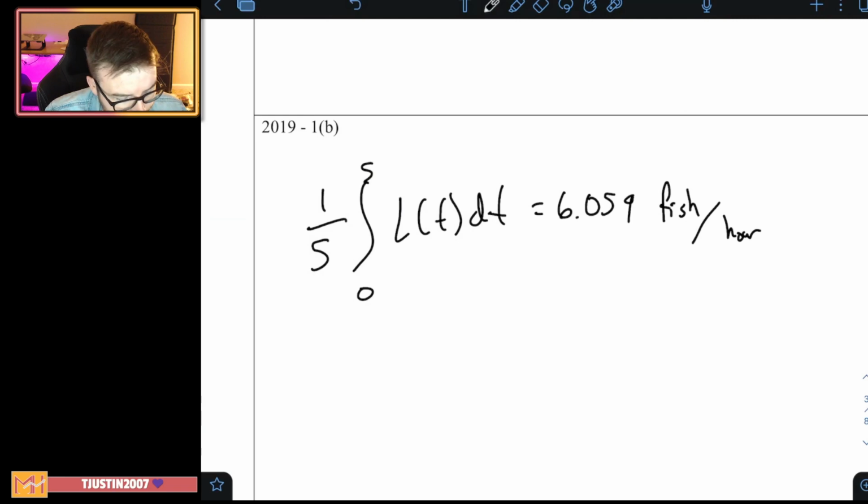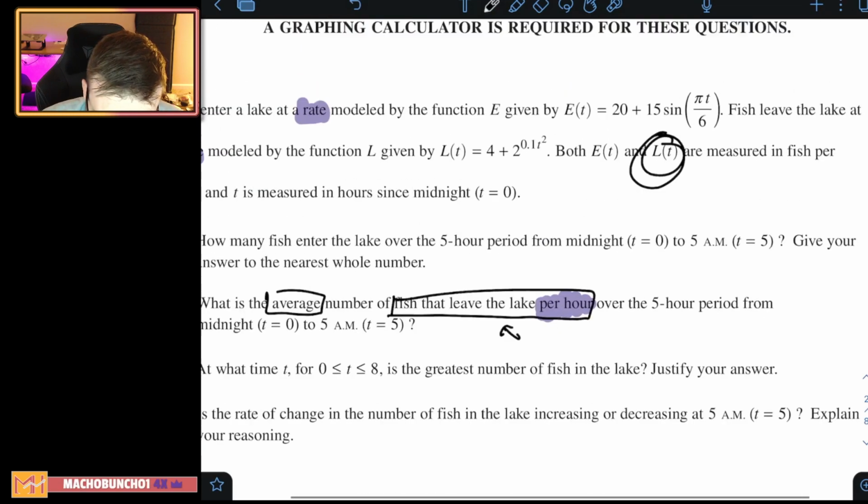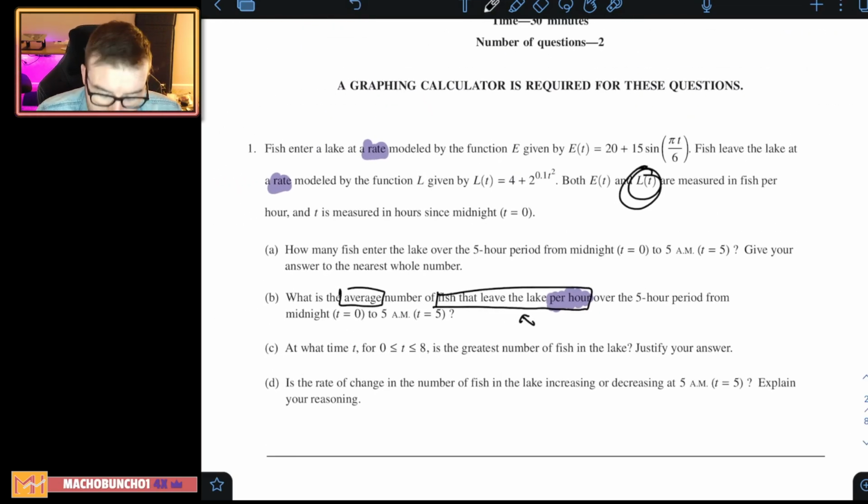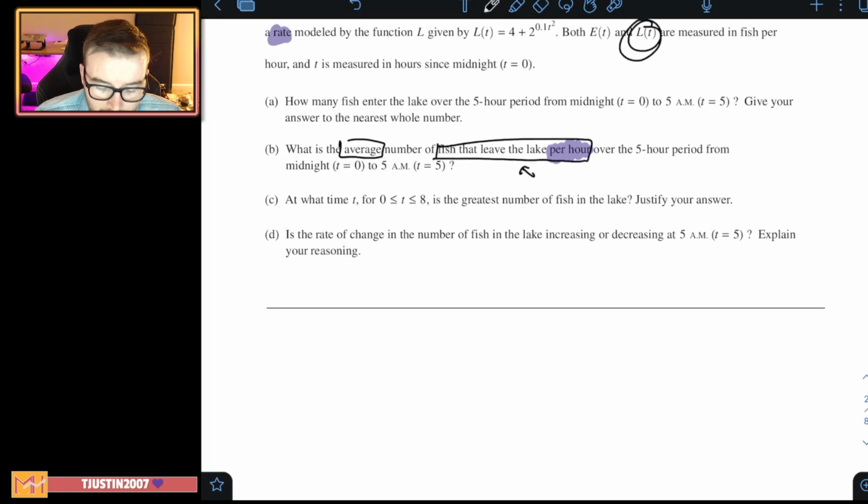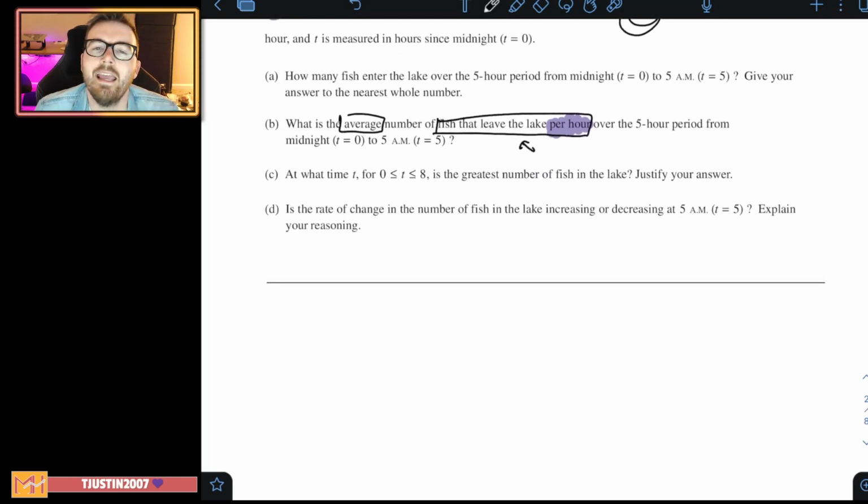All right. The next question. Next part. At what time t for 0 through 8 is the greatest number of fish in the lake? So if we're discussing the fish that are in the lake, what function represents fish that are in the lake? Like, what function represents that? Well, you have to think about the fish coming and going.